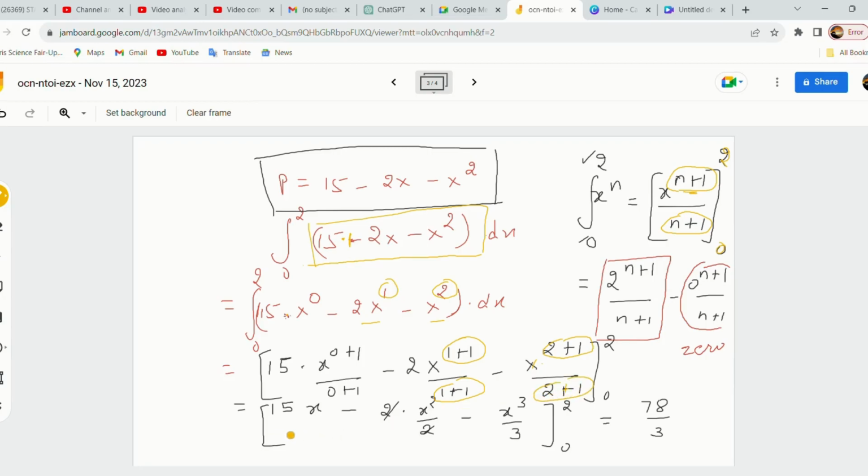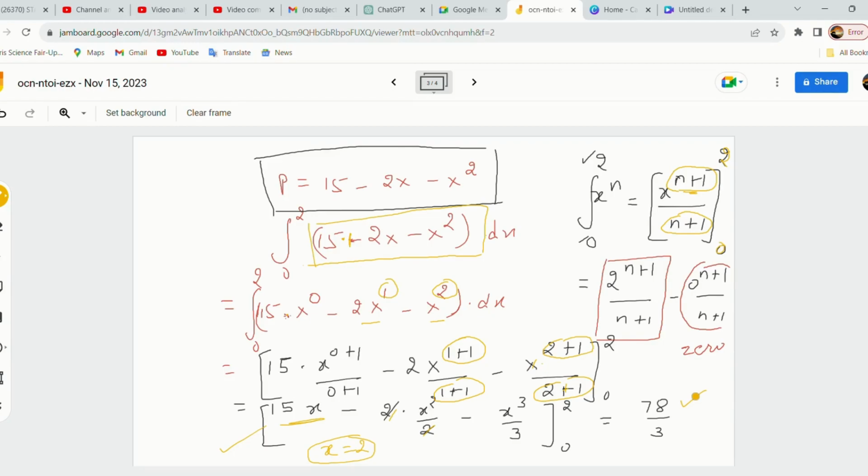Fine. So this is basically now 15x, because 0 plus 1 is 1. This is 15x, 2 into x raised to power 2 upon 2, so 2 and 2 they are cancelled out, minus x cube upon 3. Again the limit is 0 to 2. So if you put x is equal to 2 in this term, the entire integration part, we get 78 by 3. Because if we put x is equal to 0, that has no meaning. So the integration is 78 by 3. The answer is 78 by 3.